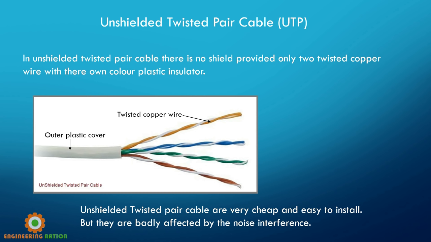Unshielded twisted pair cables are very cheap and easy to install, but they are badly affected by noise interference because they are not shielded. That is why the shielded twisted pair cable came into existence. So now let's understand what this is.